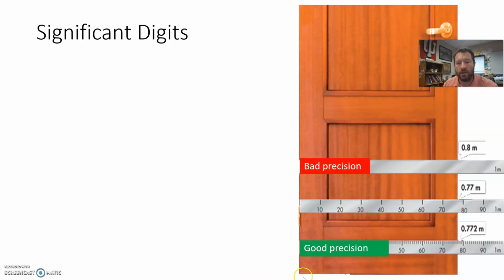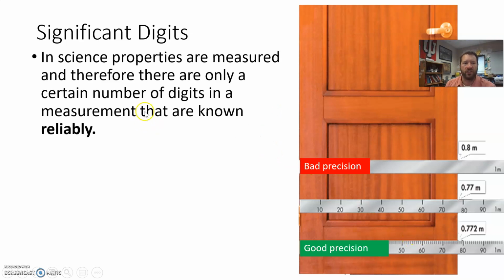And then finally we have a much better precision ruler where we have every single centimeter listed. And we can put down at the bottom here 0.772 meters. We can get a lot more precise value with a more precise ruler, a ruler that has more tick marks on it. And that's where the importance of significant digits comes in.